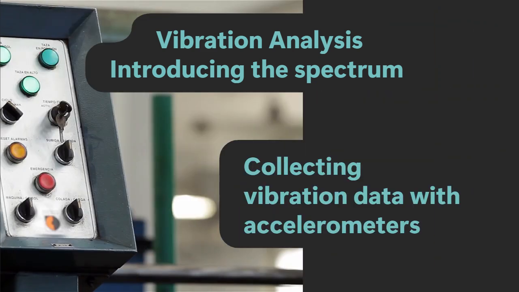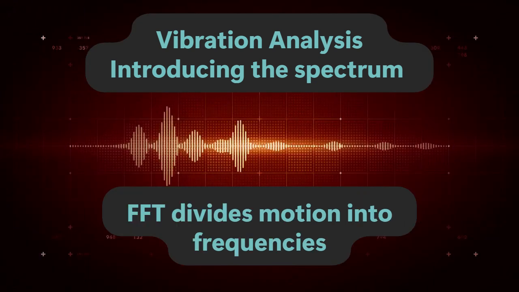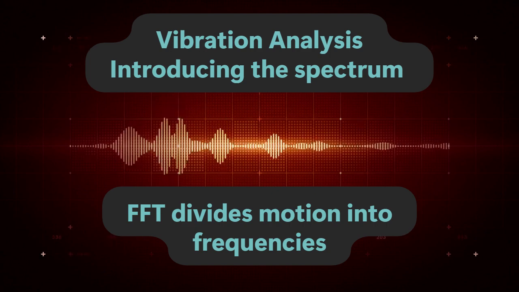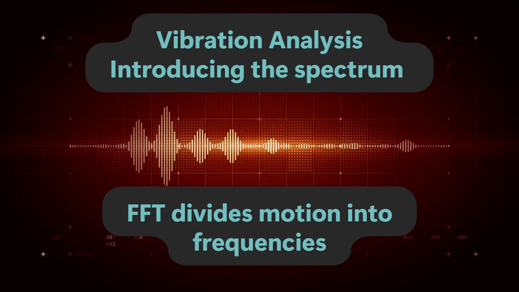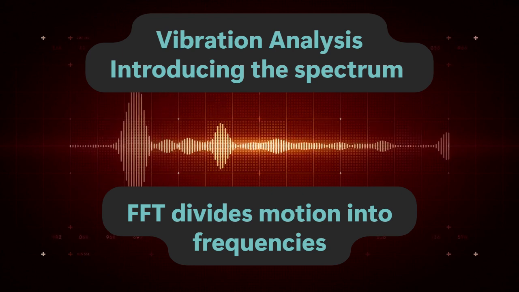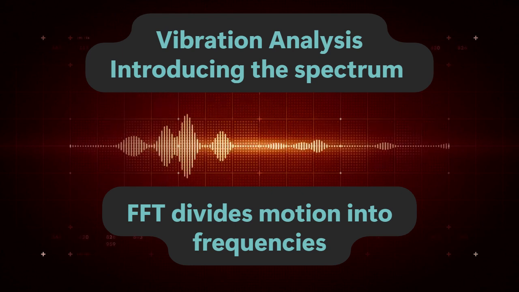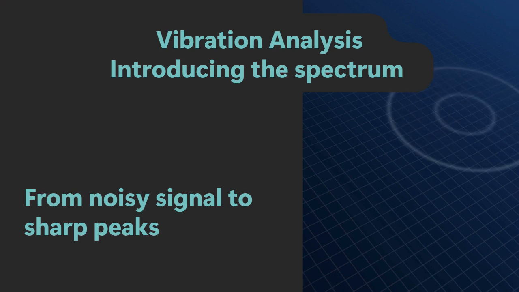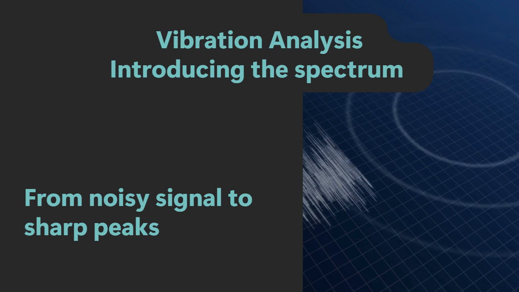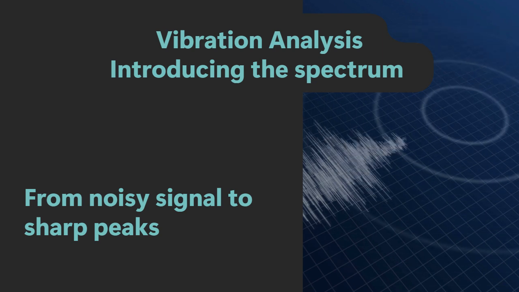How is the spectrum built? First, we collect vibration data, commonly using accelerometers attached to key points on the machine. The time waveform, full of details, is transformed using the FFT. This divides the complex motion into individual frequencies, each reflecting a specific mechanical phenomenon. A clean, editorial graphic will show this process, from noisy signal to sharp peaks on a spectrum display.